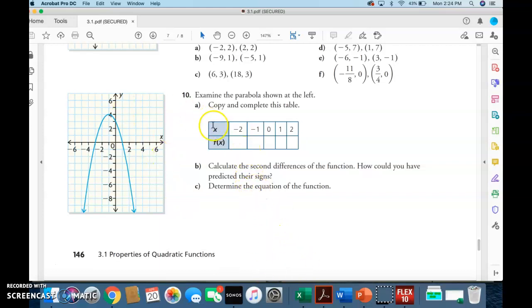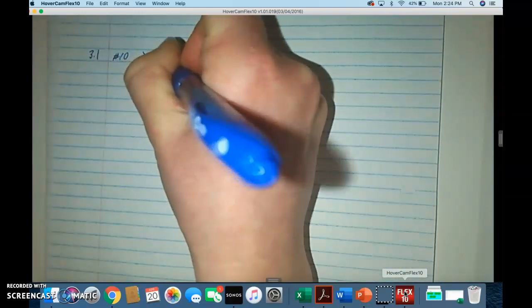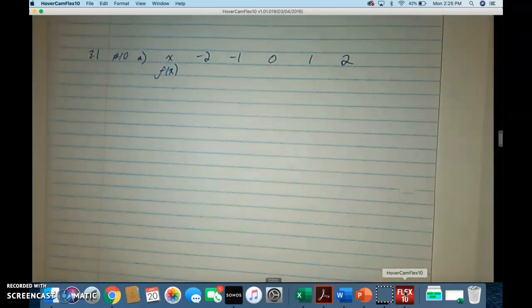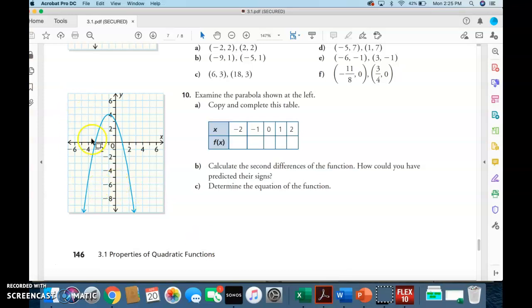So let's do the copy and complete the table part first. I'm going to flip over here and write out a rough version of that table. 10a, this is section 3.1. So I've got my x values, I've got my f at x values, -2, -1, 0, 1, 2. And then I have to read the f at x values off of the graph. They are the y coordinates.